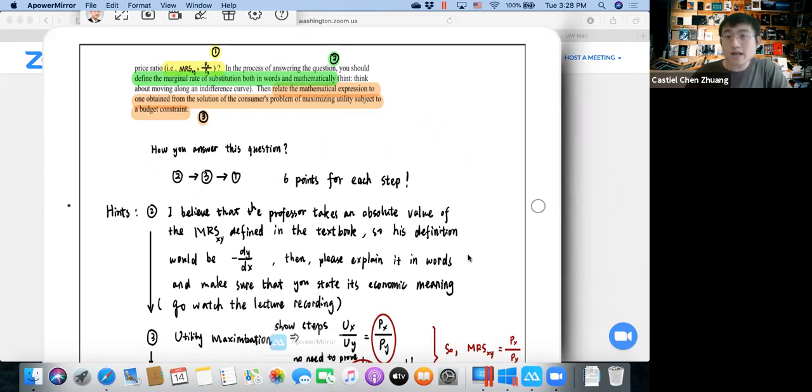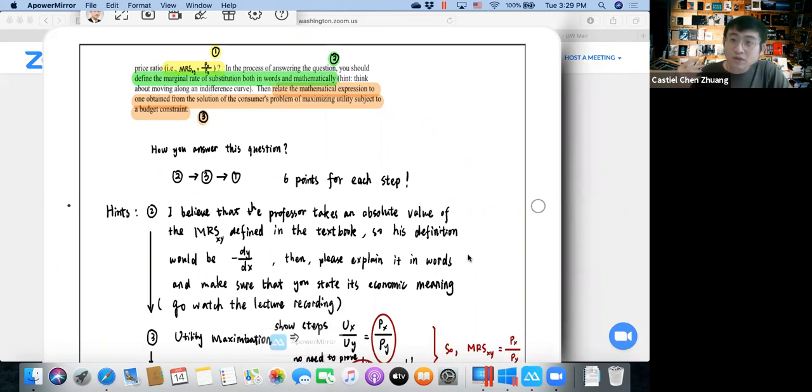The slope is negative, right? And if you add a negative sign, then it becomes positive. Then it's the absolute value of the slope. And we know that because the vertical axis is y and the horizontal axis is x, the slope is just dy over dx. And then if you add a negative sign, it's the absolute value of the slope. So that will be the mathematical definition.